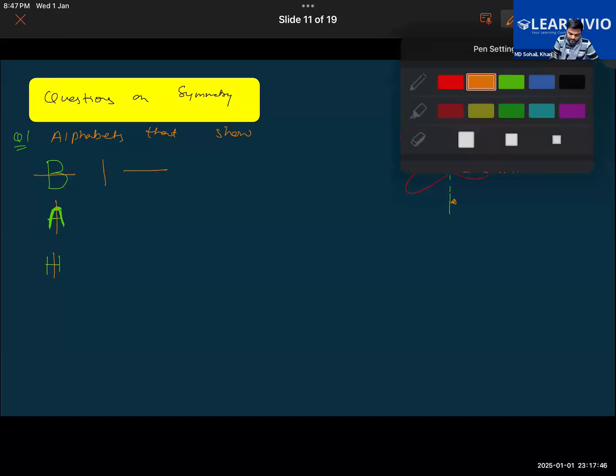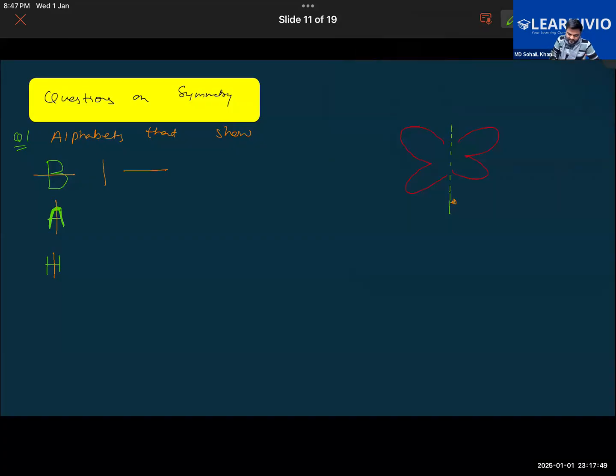Okay. Tell me, you have this tree, for example. Does this tree possess any line of symmetry? Yes. Okay, how will you be drawing the line of symmetry on this? Vertical. A vertical symmetry. Good. Like this. Okay, so you are pretty much aware of how you can draw the line of symmetry.